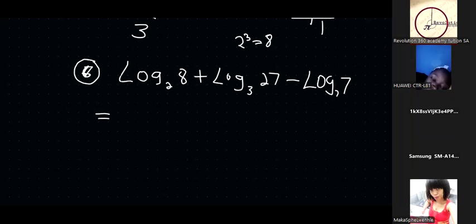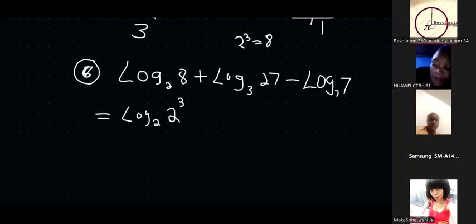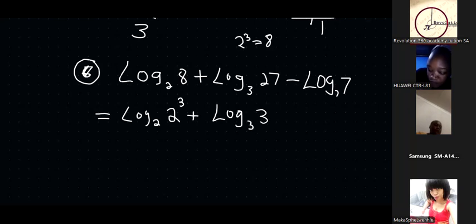8 is the same as 2 to the exponent of 3. So you just write 2 to the power of 3, just like that. And then you say plus log of 3. And then 27, you all know, you use the fishbone method, the one that I was explaining. That will be 3 to the exponent of 3. Then minus log 7, that is 1, as it is.